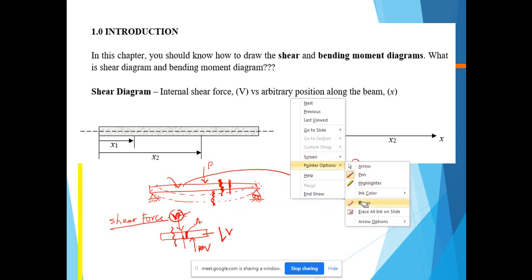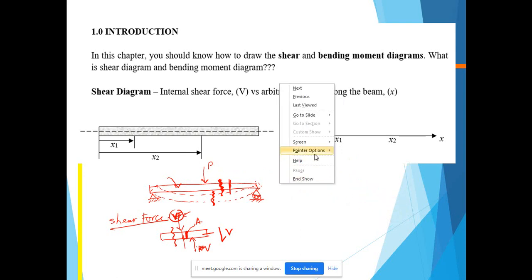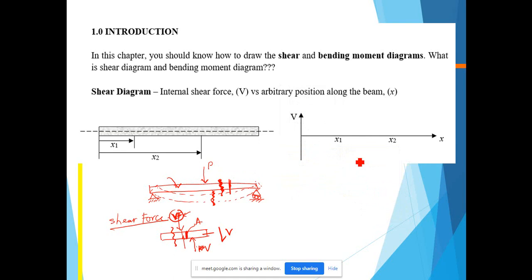Let me delete this one first. Now I proceed. What is the shear force diagram? It is V versus X. V is the internal shear force, and X is the arbitrary position along the beam.